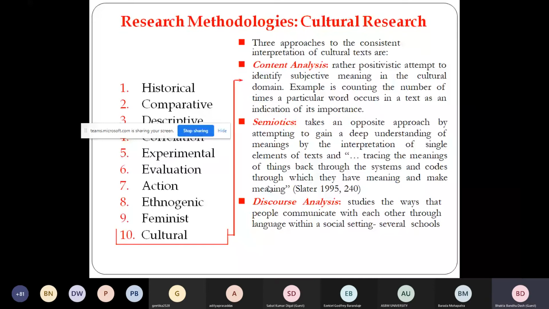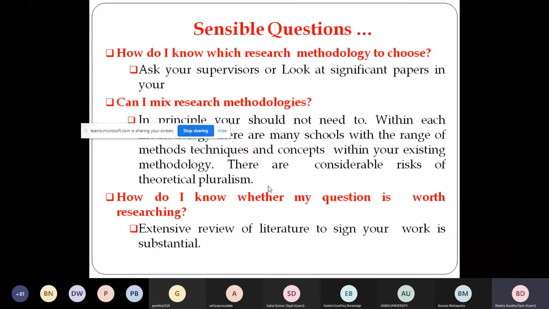Then discourse analysis, any kind of discourse like focus group discussions or group discussions or any kind of interface. From this process also we collect some sort of information. So cultural research is really analyzed in three ways, three manners: content, semiotics, and discourse. Now I'll come to the real area we are talking about.